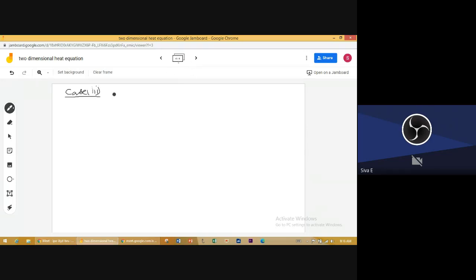Okay. So here k equal to 0. Case k equal to 0.